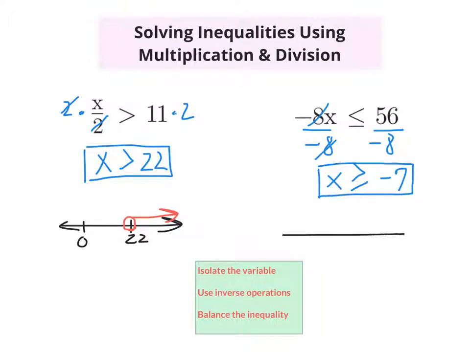And if I graph that, I have 0 and negative 7. I have a closed circle at negative 7. And my solutions are greater than or equal to that negative 7. So my solutions would lie to the right.